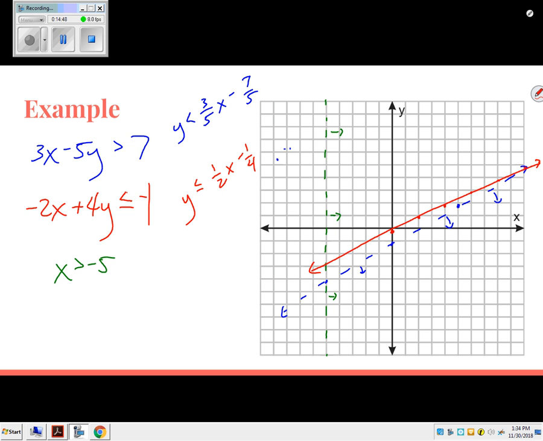Okay, so our lines are right here. We should get the shade on this. The red line, am I above or below?